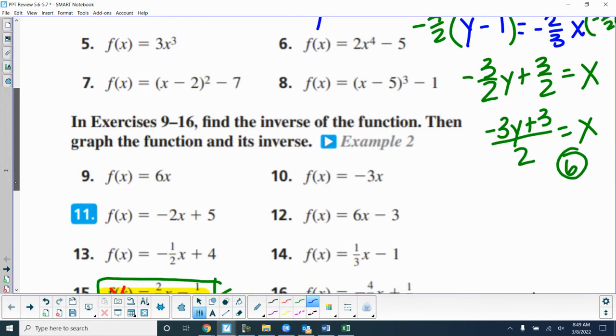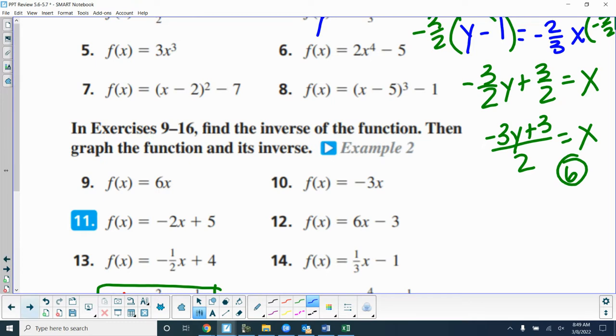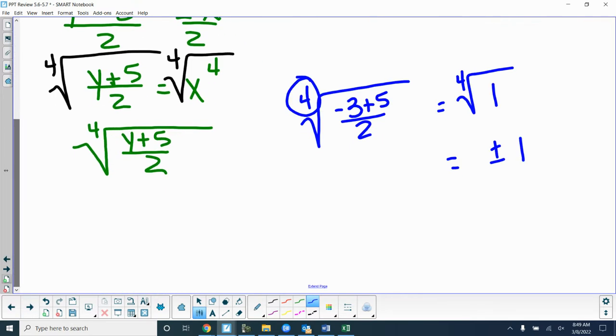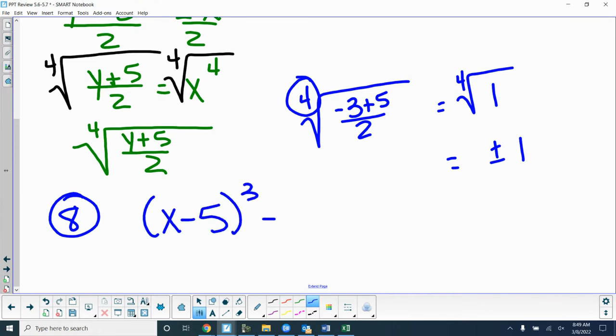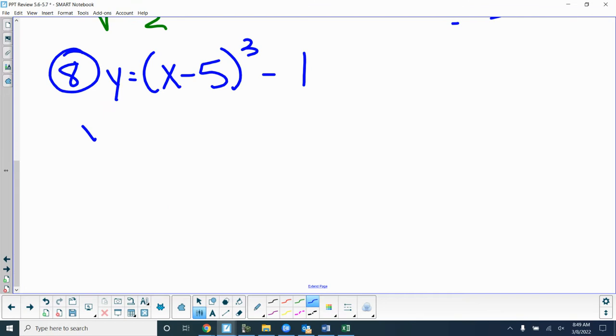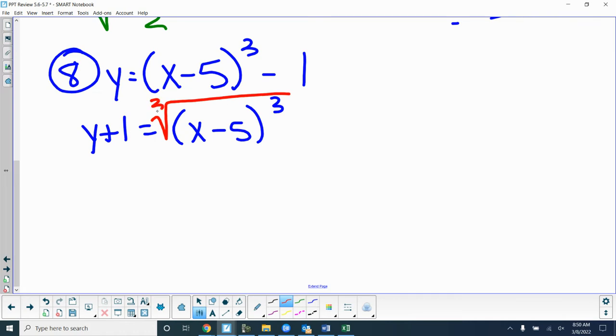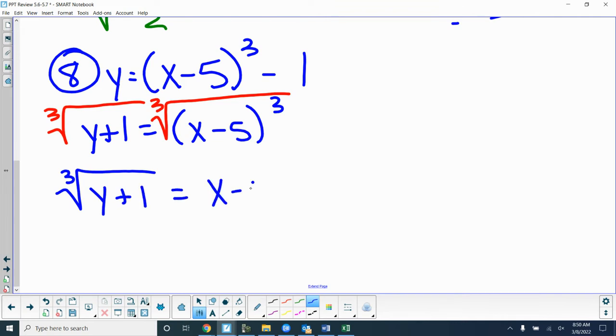Number 8, we might as well do that. X minus 5 cubed minus 1. Okay, so we're going to add the 1 to solve for x. So how do I get rid of that cube? You have to cube root it, right? All right, so now I have the cube root of y plus 1, and then just x minus 5 now, right?